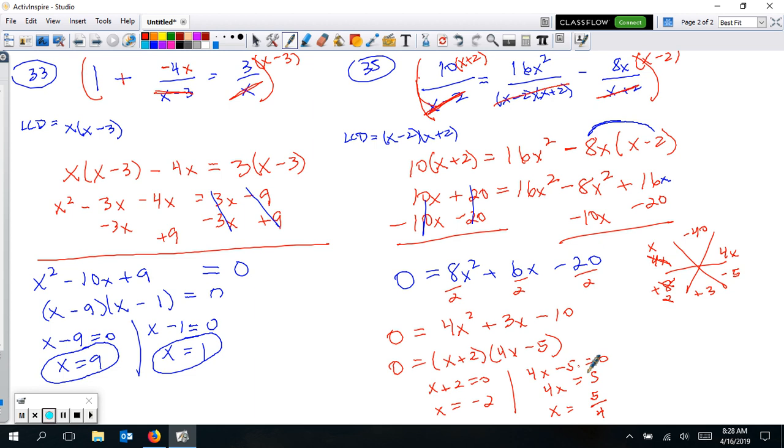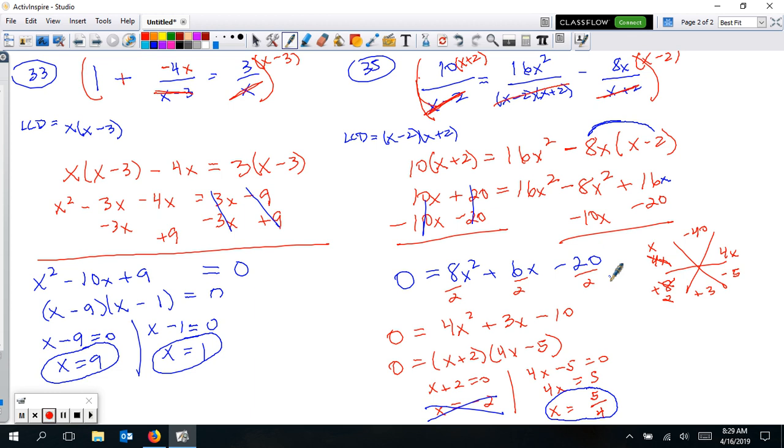Can we keep both? Can I keep my negative 2? What's my excluded values up here, which is the LCD basically? Positive 2, negative 2 are the excluded values. So I can't keep negative 2, right? Because it's an excluded value. So we got to get rid of that one. That one we can't keep. This is the only one I can keep for an answer. So 5/4 is the only answer on this one.